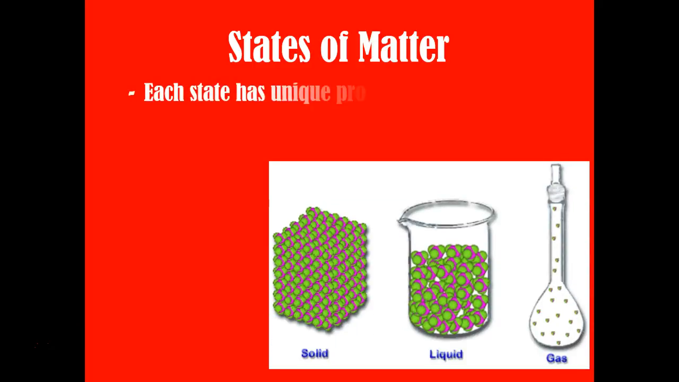So one aspect of matter is the different states of matter. You're familiar with these probably, solid, liquid, and gas. Something that we're going to discuss in here is that solids have definite volume and shape. What that means is that they don't change. The volume and the shape stay the same. So that's what we mean by definite volume and shape.